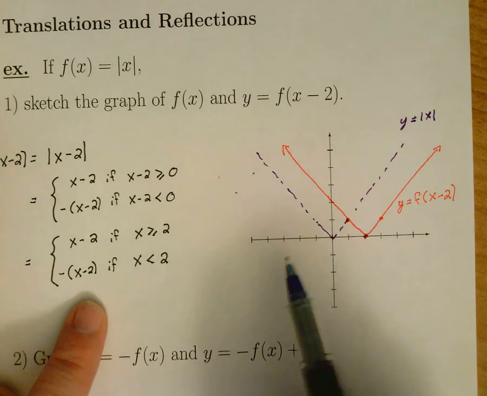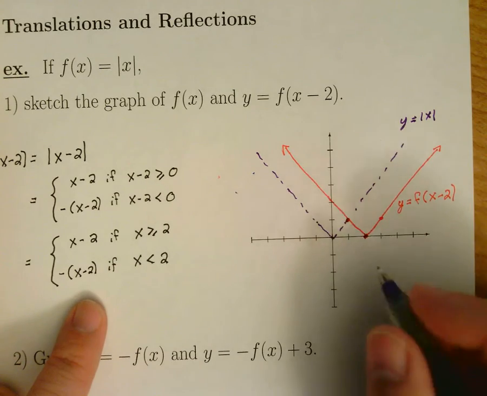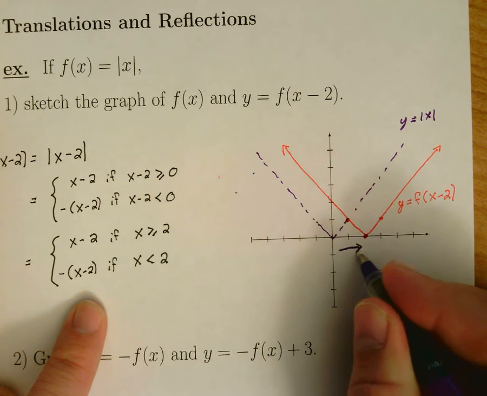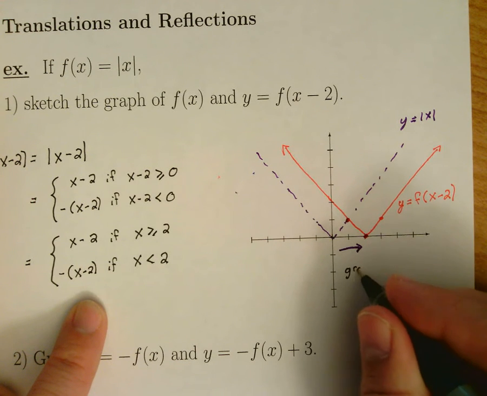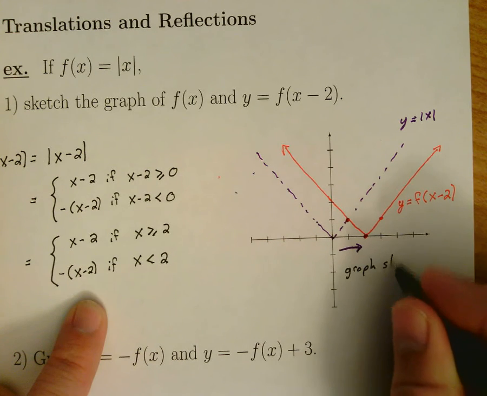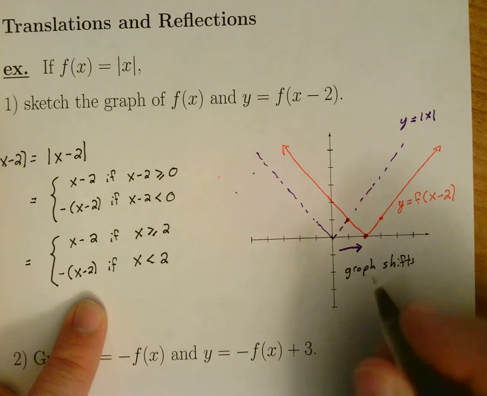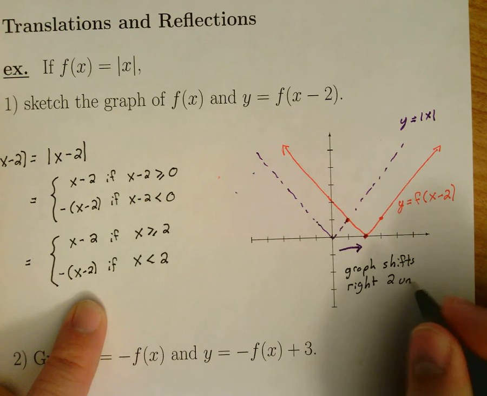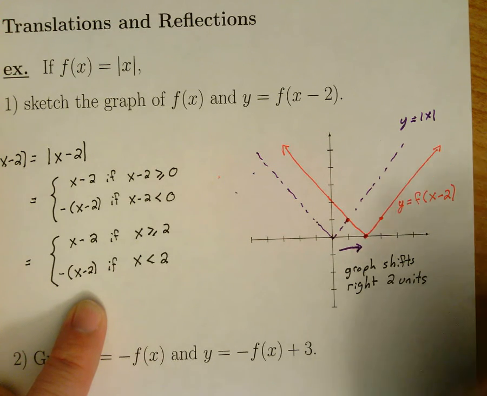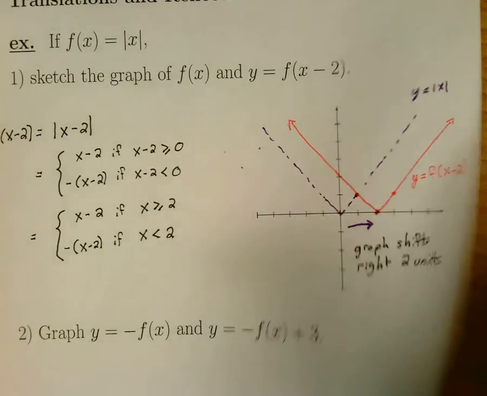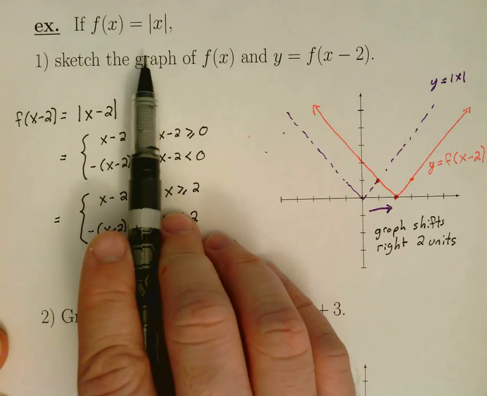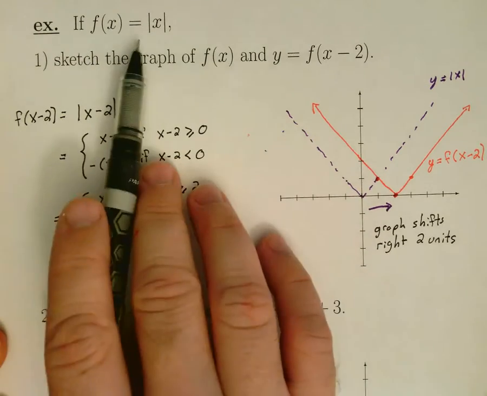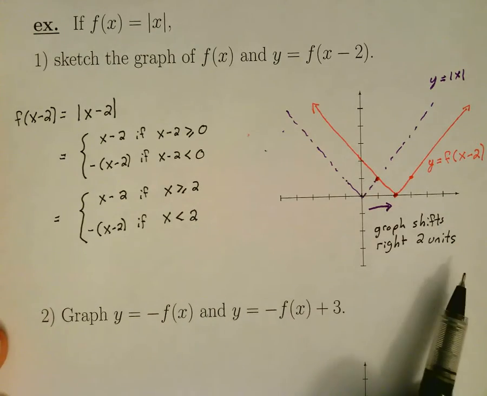And what we notice from this picture is that it really just shifted the original graph 2 units. So the graph shifts right 2 units. Okay. So really when you see f of x minus 2, and there was nothing special about the absolute value, this actually works for any function. If I graph any function and I put in x minus 2, it shifts the whole graph 2 units to the right.